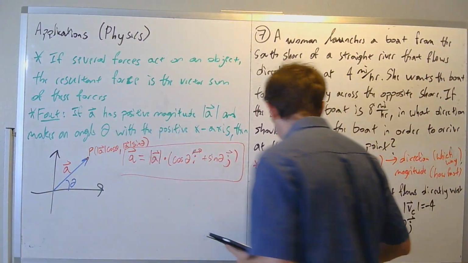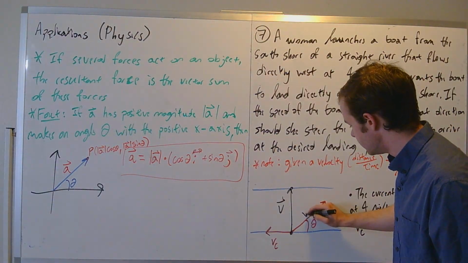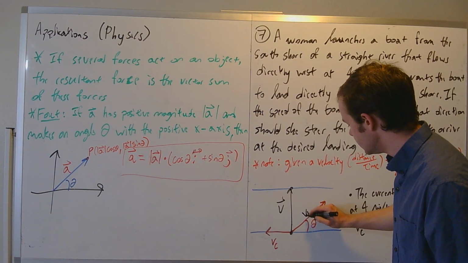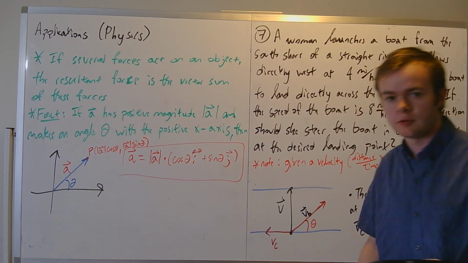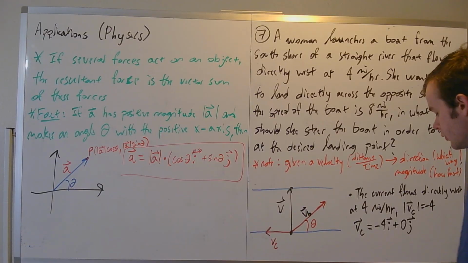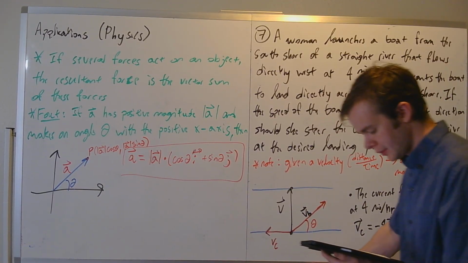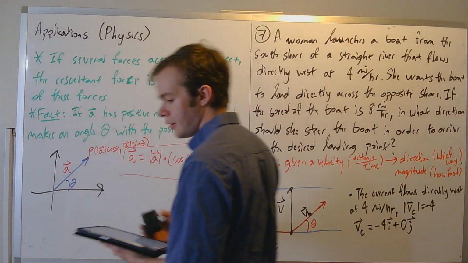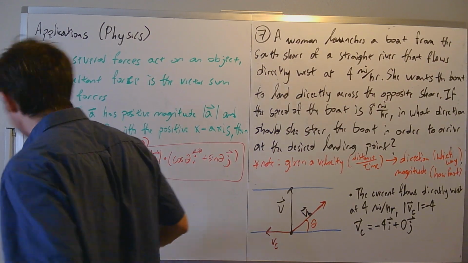And I'll write here, the label that we use for the boat is going to be v sub b. We're using b for boat, right? So this is going to be the vector for the boat. And I'll write that down over on the left side here.